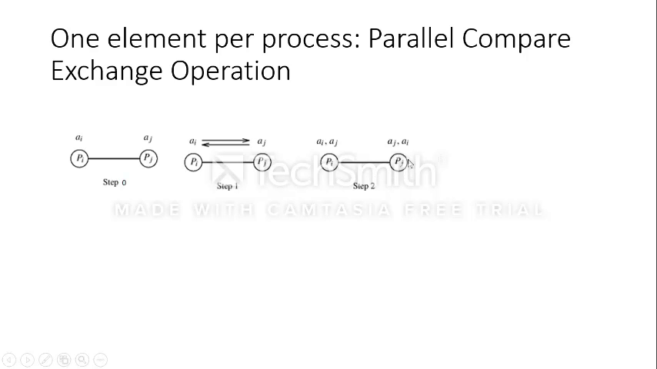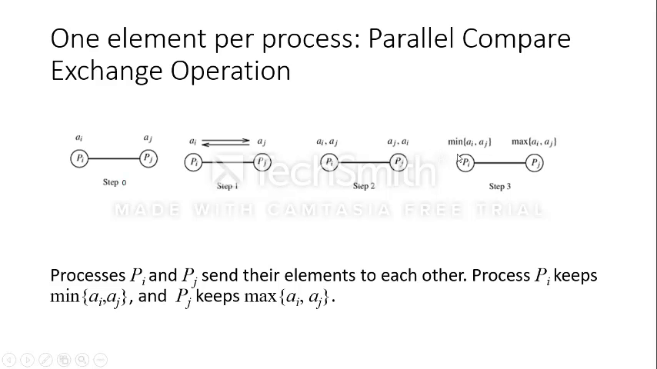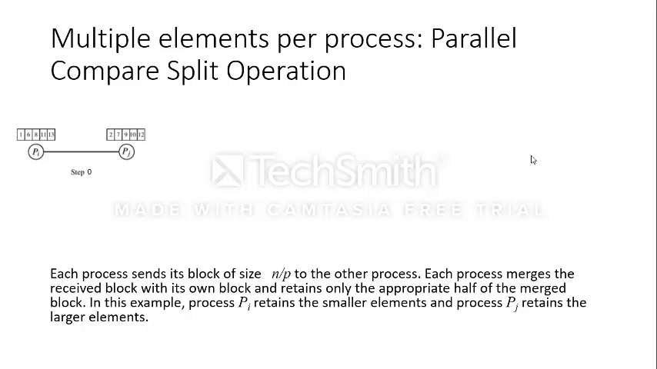Similarly, at the process Pj, the maximum value is retained, while the minimum value is discarded or deleted from the buffer of the process Pj, such that at the completion of this third step, the minimum value will be saved at the process Pi, while the maximum value will be saved at the process Pj. In this way, the parallel compare exchange operation takes place.